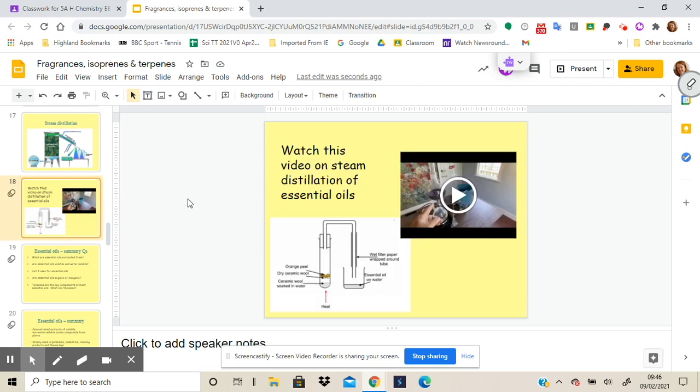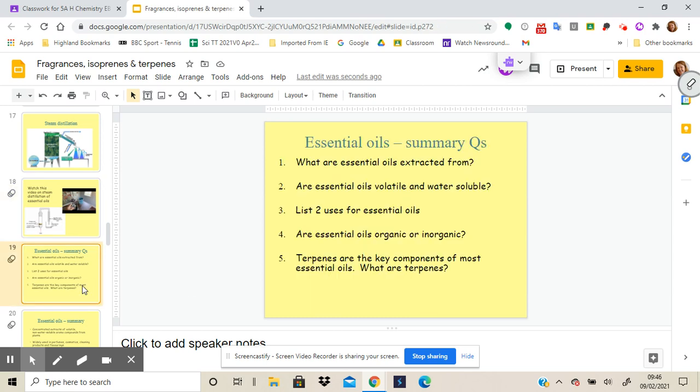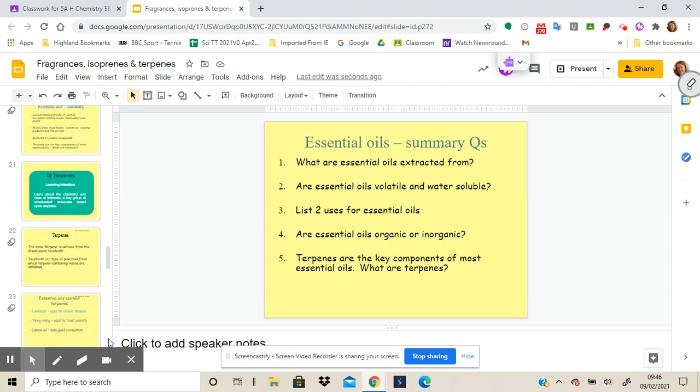So you distill orange peel, pine needles, that sort of thing, to get the essential oil out of them. Different boiling point from water. There's a wee video there you can watch all about that, and there's questions there you can answer. The answers are on the next slide. Then we go on to the terpenes.